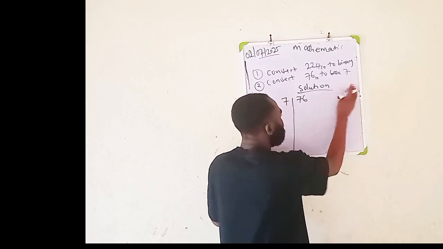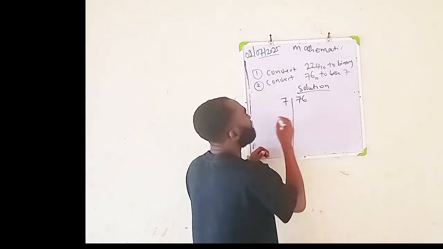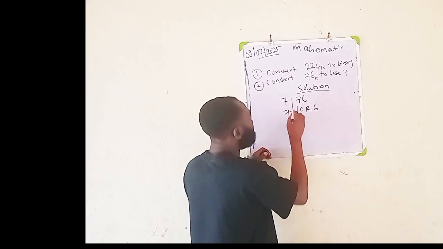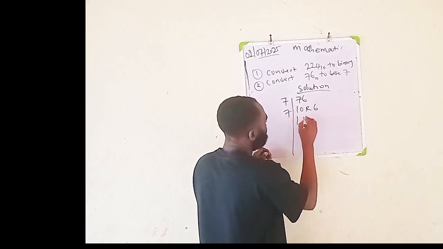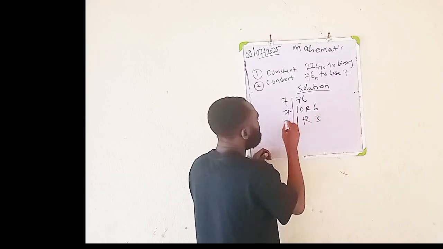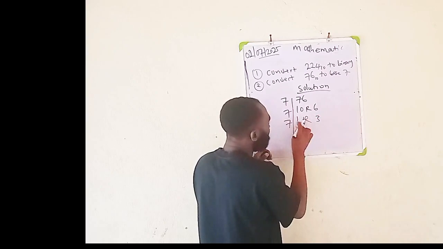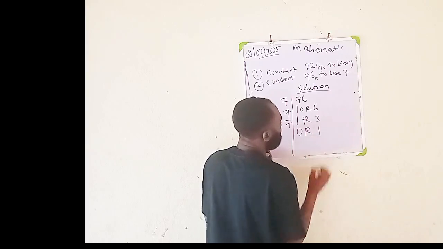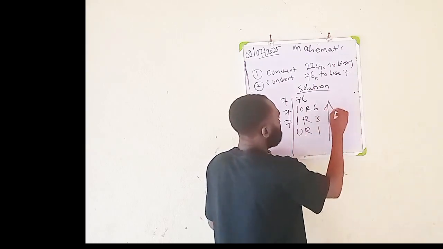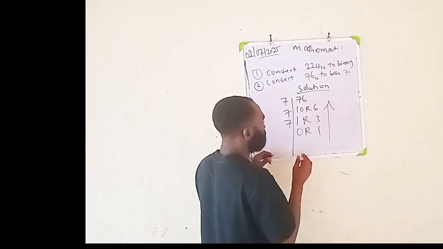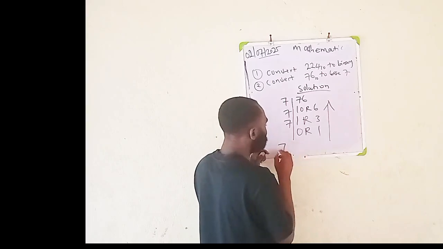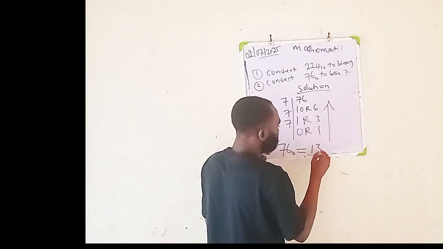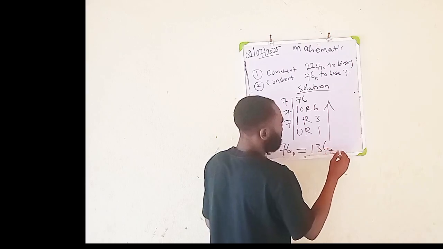So 76 divided by 7 is 10, remainder 6. And 7 into 10, just a single time, remainder 3. And 7 into 1 cannot divide, so it's 0 times, remainder 1. As usual, you draw your arrow up. So your answer is 76 base 10 is equal to 136 base 7.